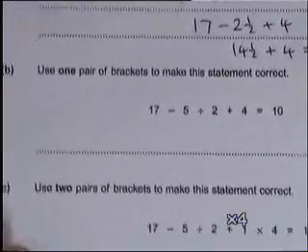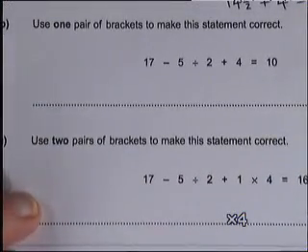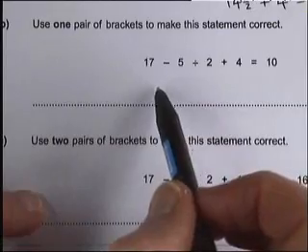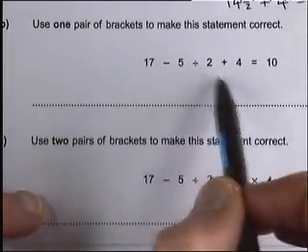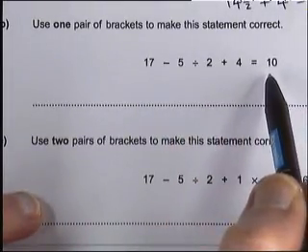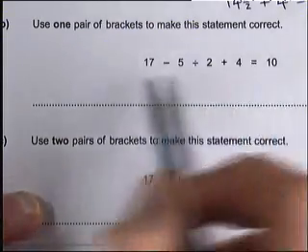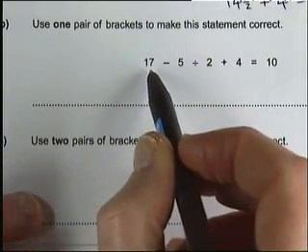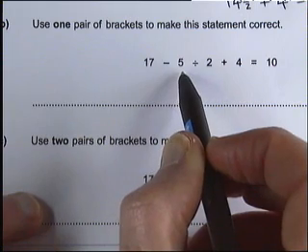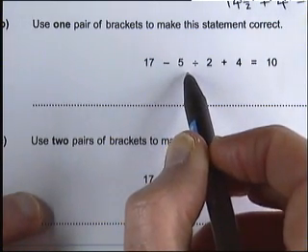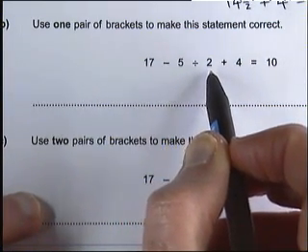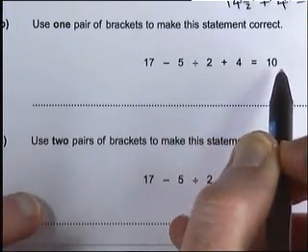Part B, we've got to use one pair of brackets to make this statement correct. So we've now got exactly the same numbers and symbols. We have an answer of 10 at the end. Well, let's just go through left to right and see. If I did 17 take away 5 first, I have 12. If I divide that by 2, I get 6. If I add 4 to that, I get 10.